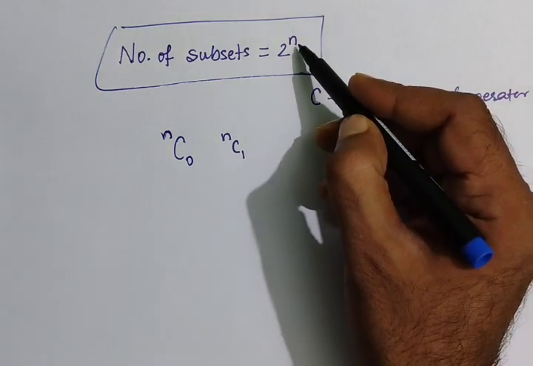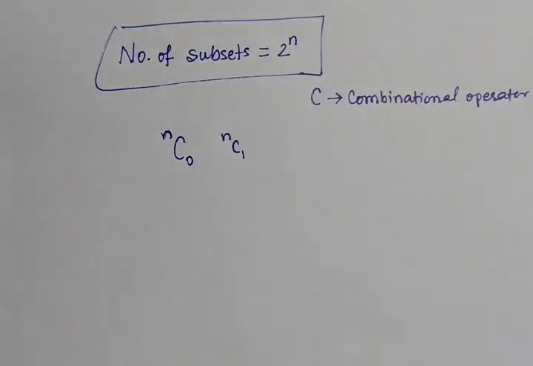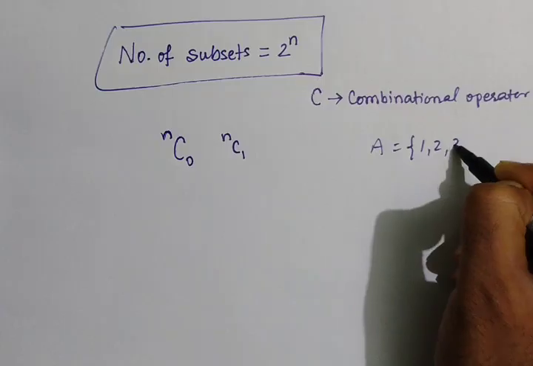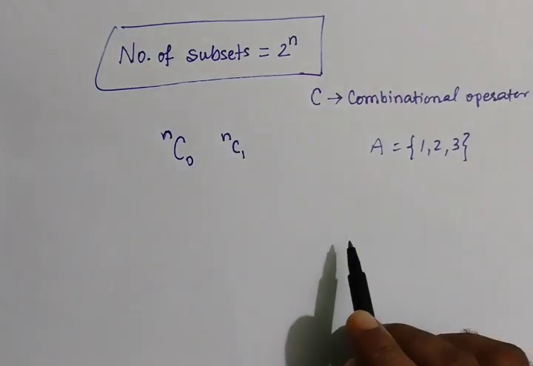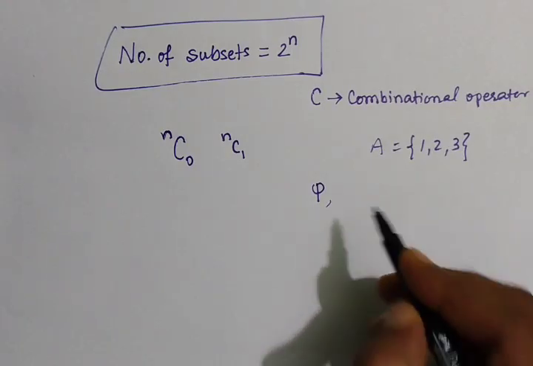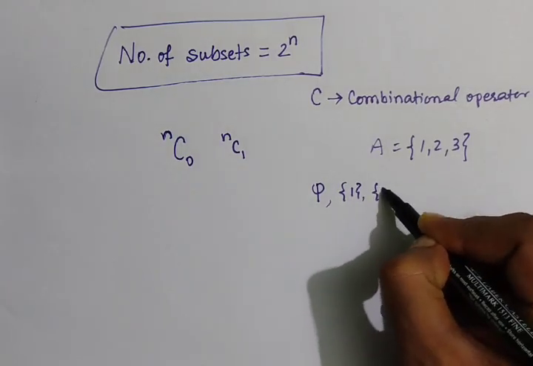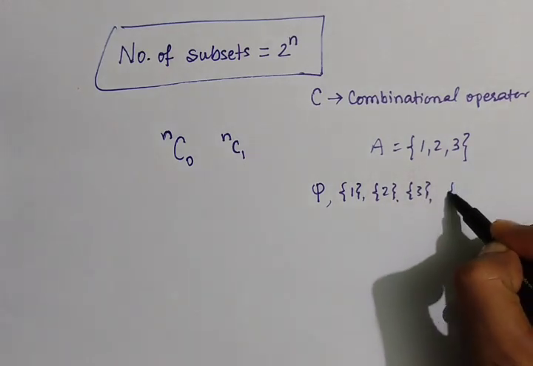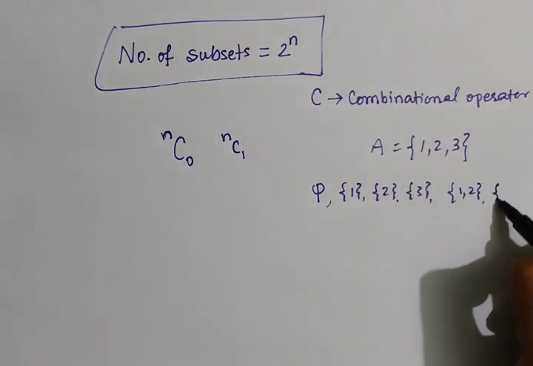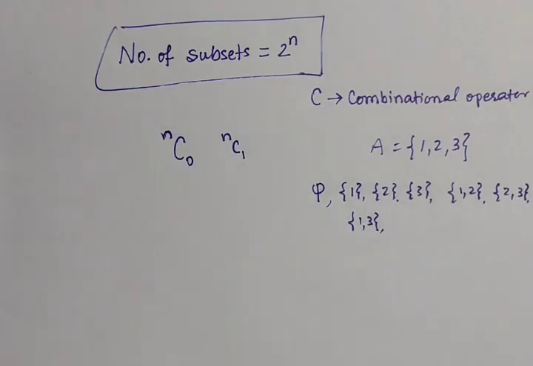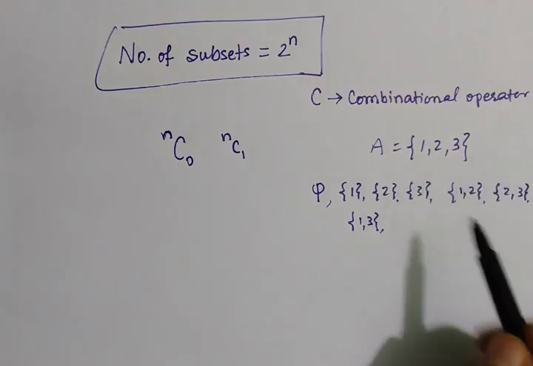Suppose we have n elements and we have to find the number of subsets. For example, suppose we have A equals {1, 2, 3}. You all know that the empty set is a subset of each set, so this is the first subset. Then we find the subsets with 1 element: {1}, {2}, {3}. Then we write subsets with 2 elements: {1, 2}, {2, 3}, then {1, 3}. Then we write the subset with 3 elements, that is {1, 2, 3}.